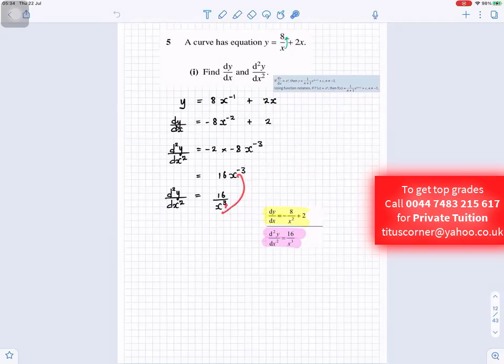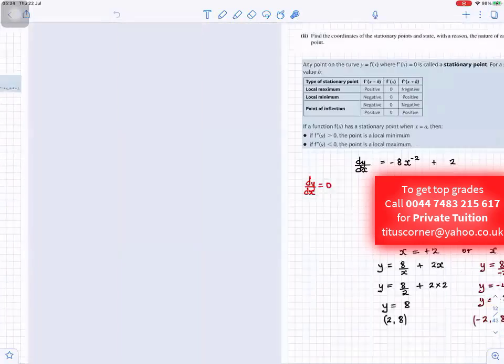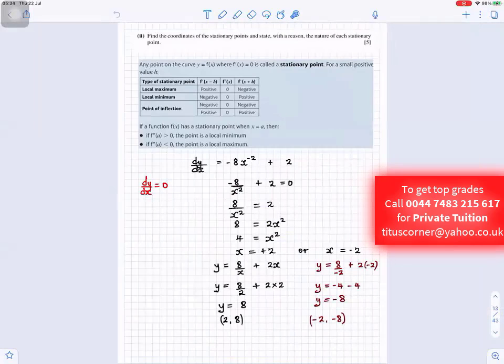X to the minus 3 can come to the denominator. So it becomes 16 over x cubed. So dy over dx is minus 8 over x squared plus 2. And d squared y over dx squared is 16 over x cubed. Part 2. Find the coordinates of the stationary points and state with a reason the nature of each stationary point.